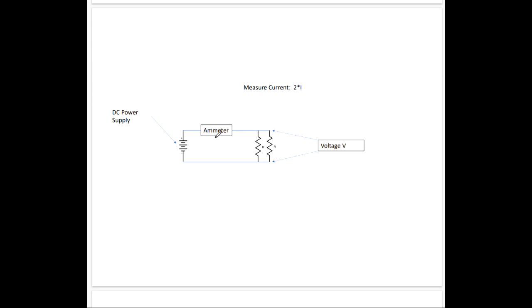And then the third step we're going to do, I'm going to maintain that same voltage across the resistor, but I'm going to put 2 resistors in parallel.